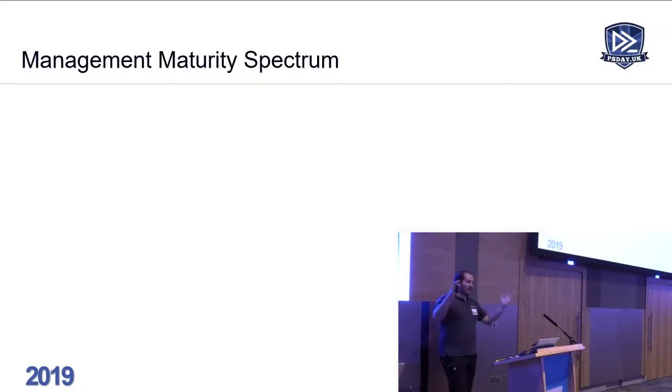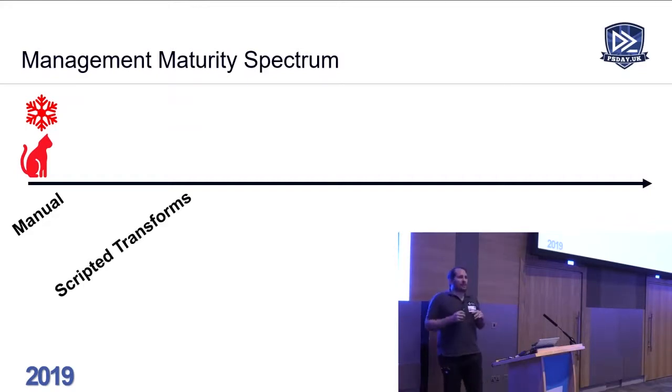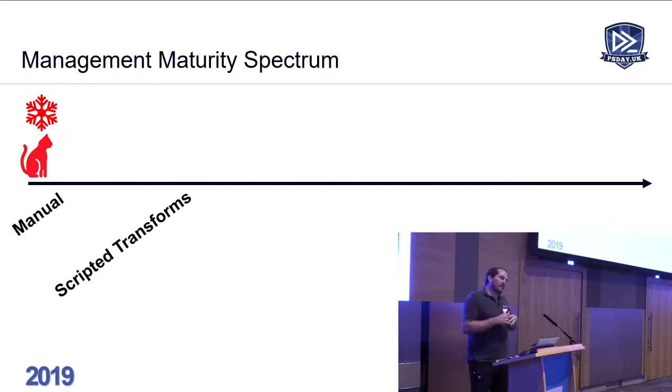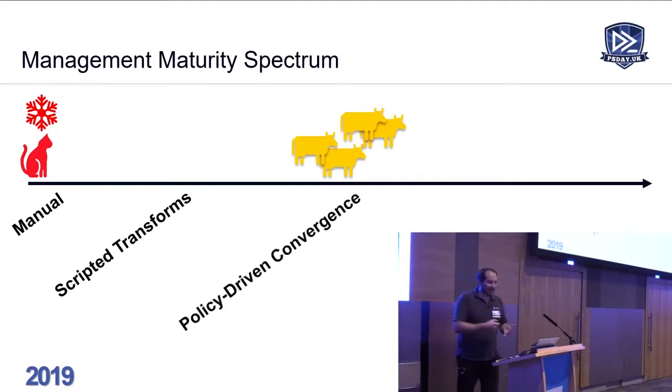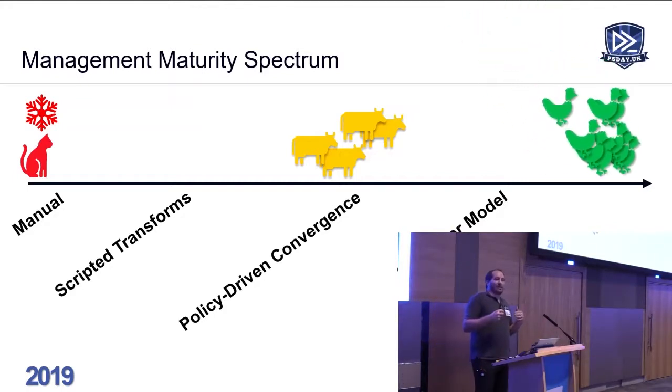So I said it's a spectrum, so it's not just about the version. The idea is, when you do manual, you tend to create very unique things. So you create your pets, your snowflakes, right? That's where you are. Then with scripted transform, you evolve, and you can reach a greater level of conformity, everything a bit more the same, but you're still very imperative. As soon as someone does something outside of the script that applies to every machine, you will still have some snowflakes. And then you've got the cattle, which is policy-driven convergence, where you can apply a limited number of roles, very broad and generic, that will apply to many machines, and you're not going to have that many unique systems.